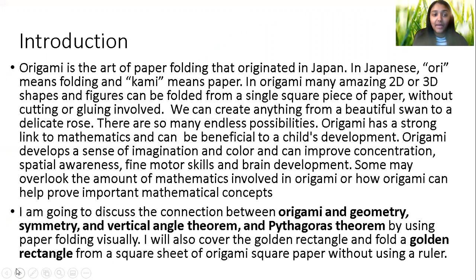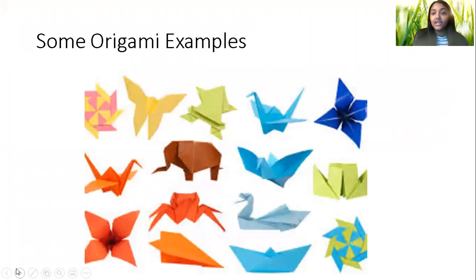Origami has a strong link to mathematics and can be beneficial to a child's development. I'm going to discuss the connection between origami and geometry, symmetry, the vertical angle theorem, and the Pythagoras theorem by using paper folding visually. I will also cover the golden rectangle and fold a golden rectangle from a square sheet of origami paper without using a ruler. Here are some examples of what you can make using origami.